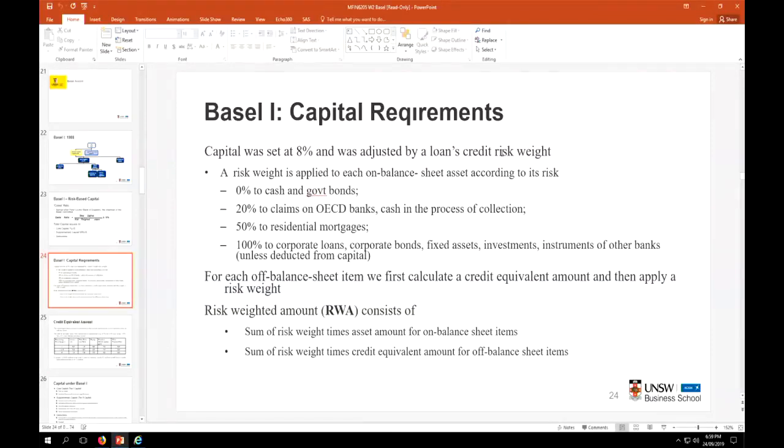For bank bills, how much? 20. So we'll go 20%. Yeah, so this was for OECD banks, but ultimately, if it's a bank bill, it is a claim on the bank. Right, so if you invest in bank bills, 20%, mortgages, 50%, and corporate loans, 100%. If we then calculate risk-weighted assets, that will be 0, that will be 10, that will be 50, and that will be 100. Add them up together, and we'll get 160. And if we wanted to know the minimum capital, the minimum capital equals 160 times 0.08, which is 12.8, right?